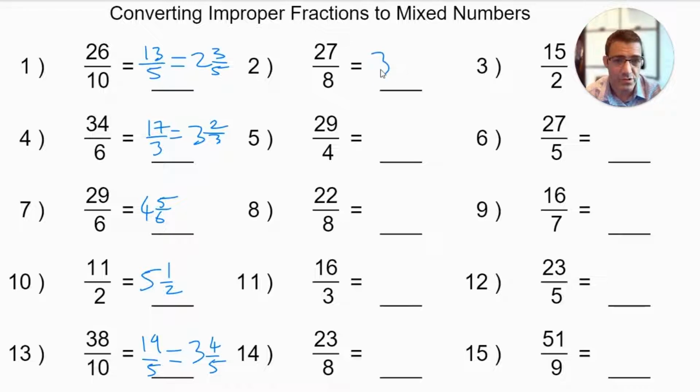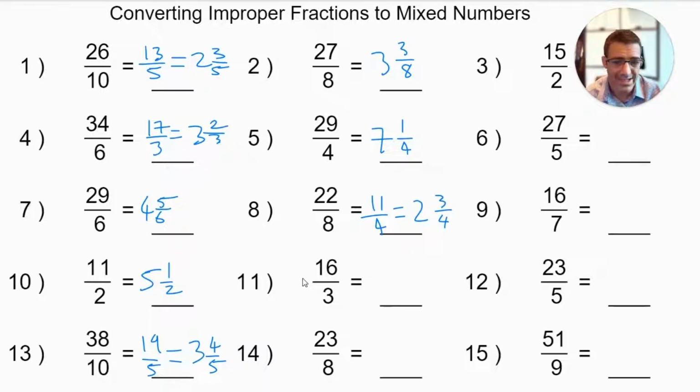So this is going to be 3 for my 24. And then I'm left with 3 over 8. So by now you should be getting used to these. 4 times 7 is 28. So this is 7 and 1/4. So 28. 22 over 8 is 11 over 4, and this is going to be equal to 2, and then I'm left with 3 over 4.